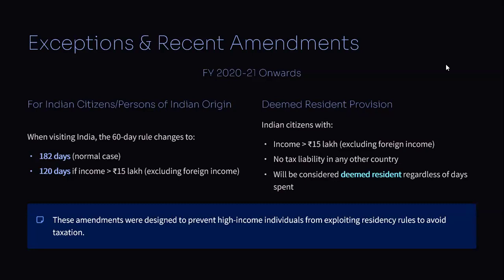more than 15 lakh, excluding foreign income. Whereas they added one more factor, that is the deemed resident provision, when my income is less than 15 lakh. If my income is less than 15 lakh, including foreign income, and there is no tax liability in another country, you will be considered a deemed resident regardless of days spent. So the criteria of 60 days, that is the additional second condition, will be applicable if income is more than 15 lakh. But if it is less than 15 lakh, he is a deemed resident. This is the amendment we have found in the tax law.